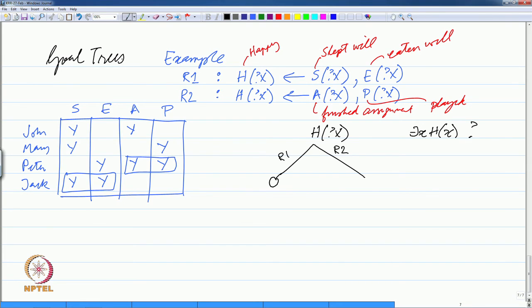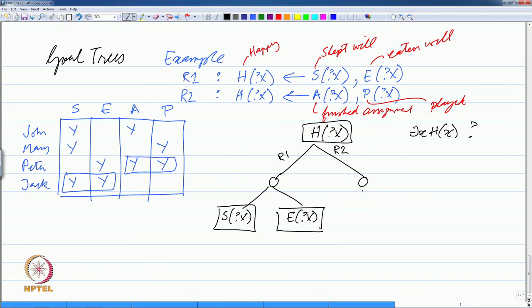So, we come to a node here which we can give some name, it does not matter, or we can call it R 1 and R 2. And then when we progress to the body of R 1, we have two things to show. So we have broken down that goal of happy x to the goal of eating well and sleeping well essentially. That is what rule R 1 says essentially.